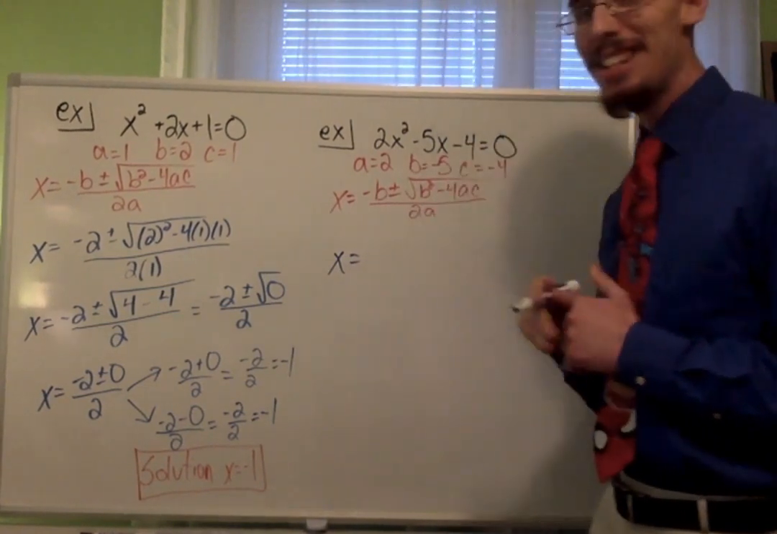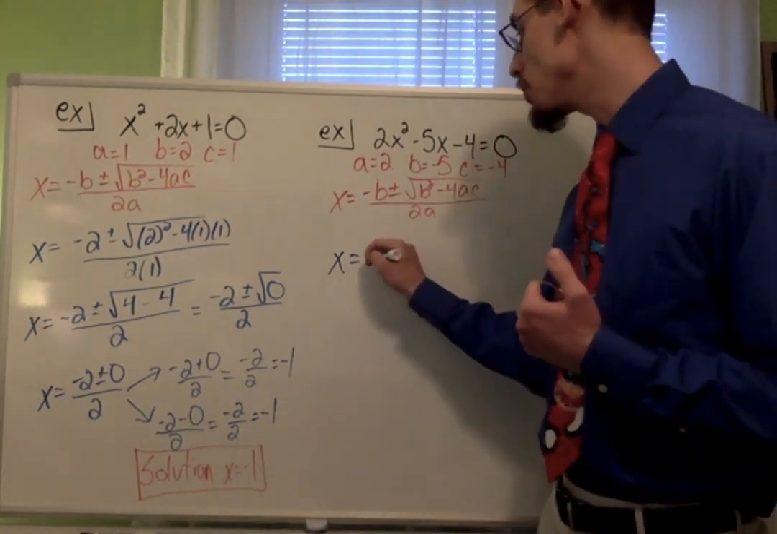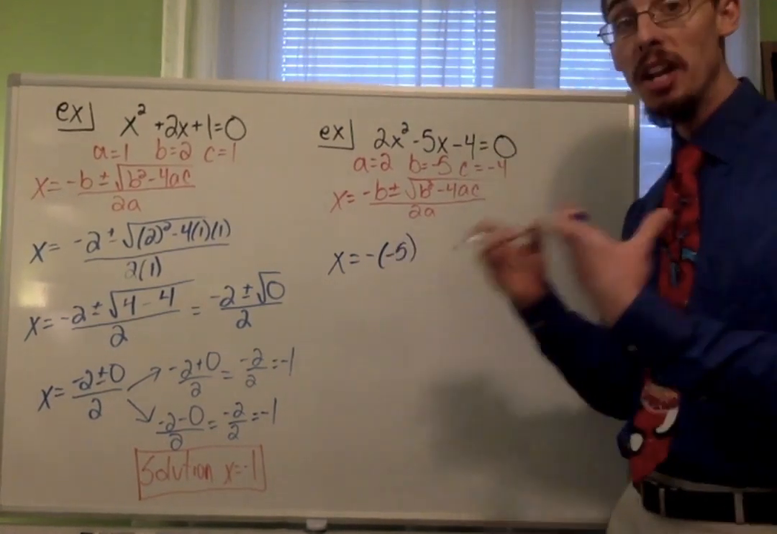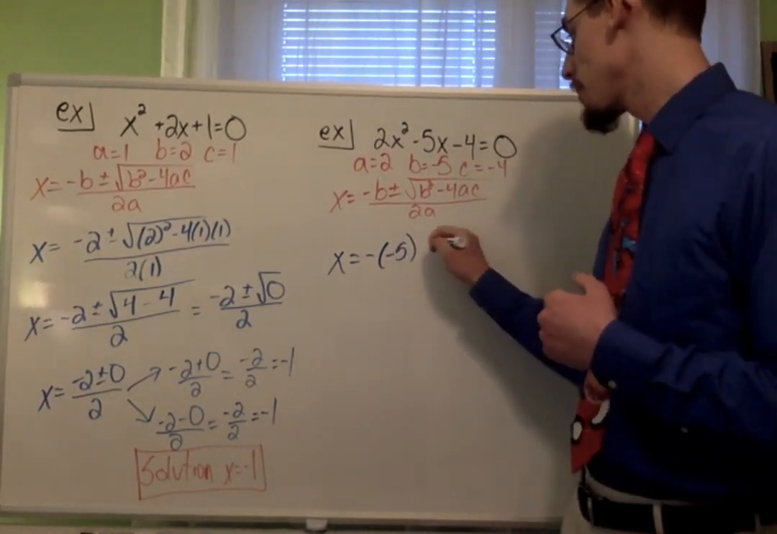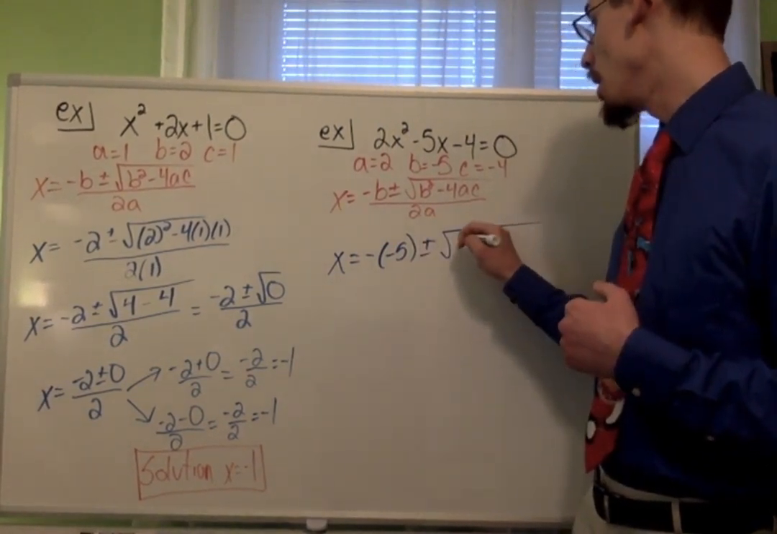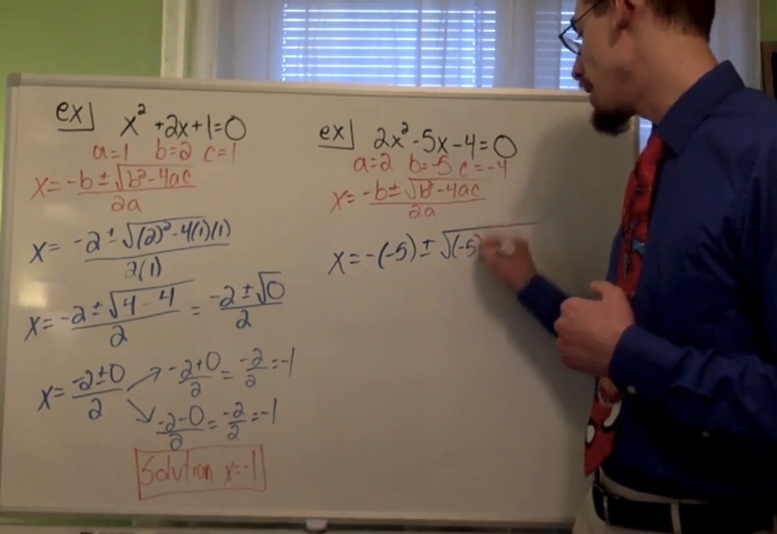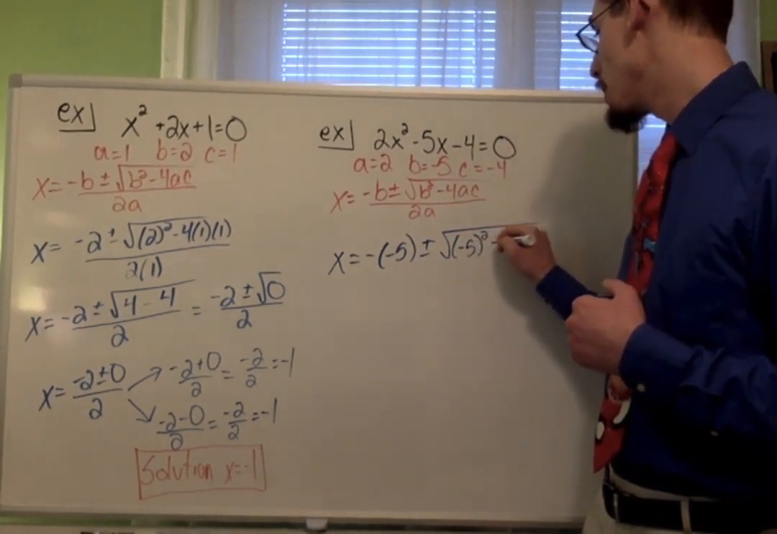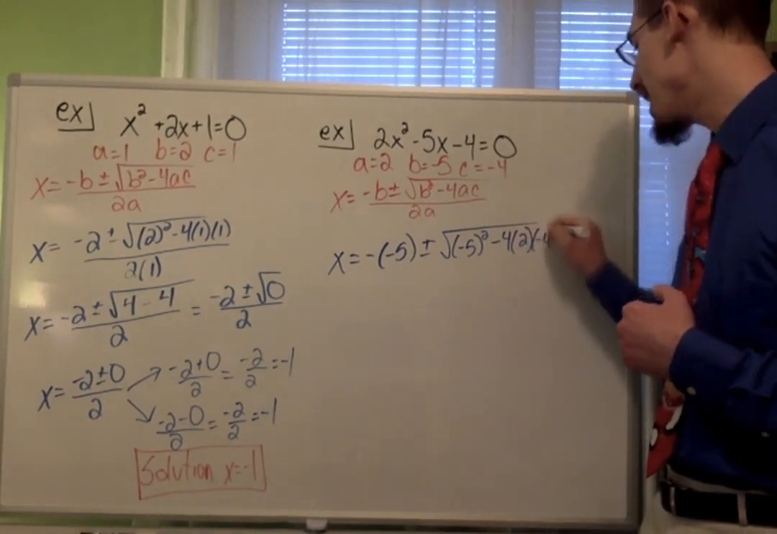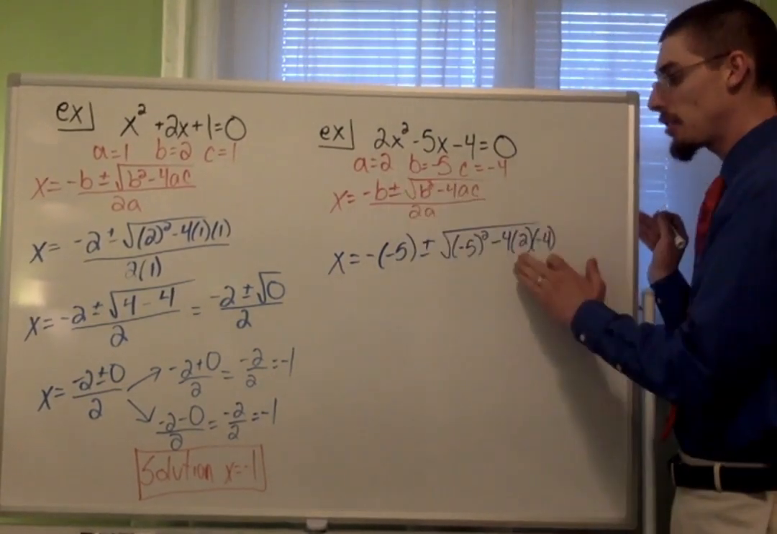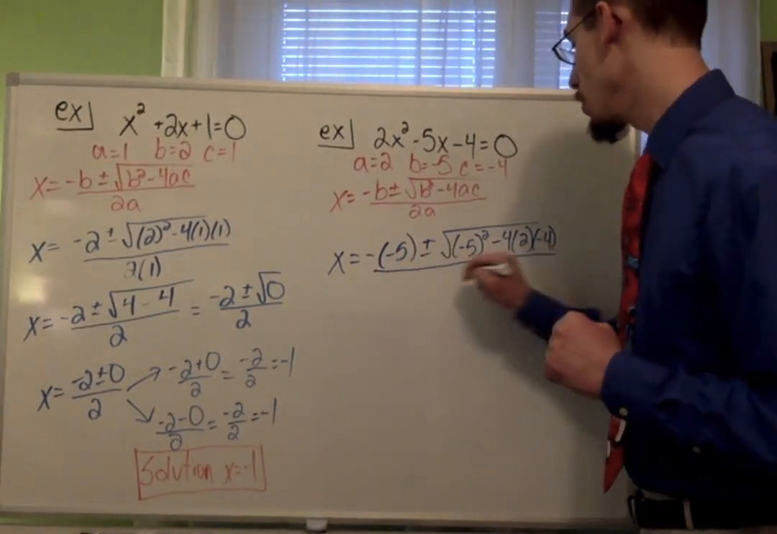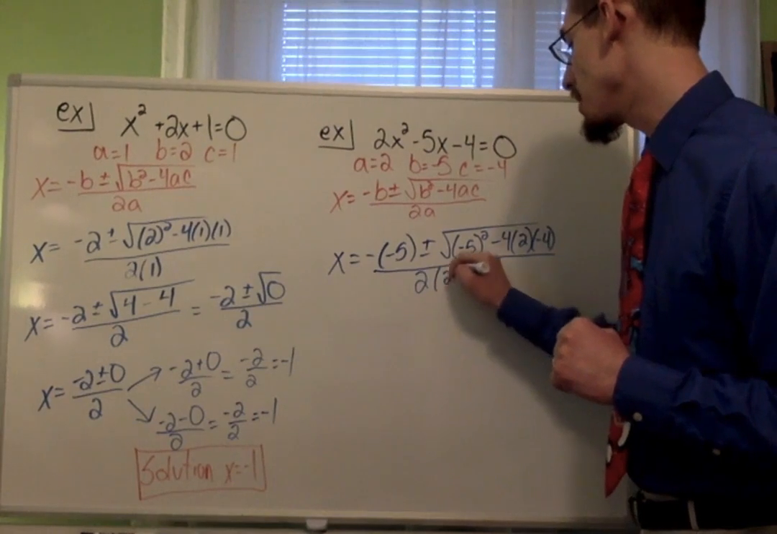So b is negative 5. So what I'm going to do is put negative 5 in parentheses. So plus or minus the square root of negative 5 squared minus 4 times 2 times negative 4, right? A is 2, C is negative 4. All over 2a, in this case, a is 2.